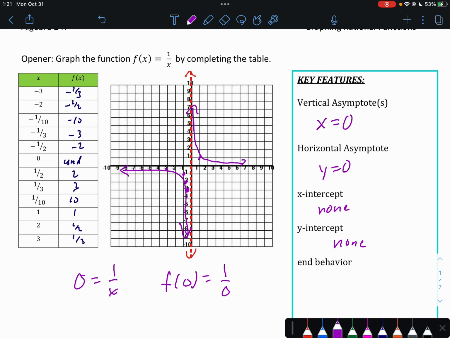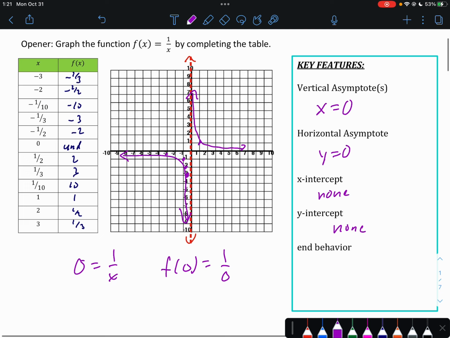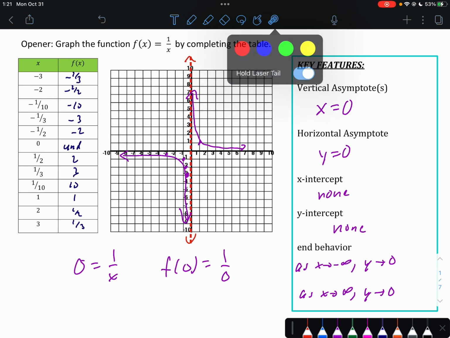End behavior for rational functions is a little different than polynomials, where it's not always going to be positive or negative infinity. In fact, if there's a horizontal asymptote, that's where our end behavior is going to go. So as x goes to negative infinity, y is going to go to 0. And as x goes to positive infinity, y is going to go to 0. And you can see that on the graph there. It's following the line y equals 0 to the left and to the right.